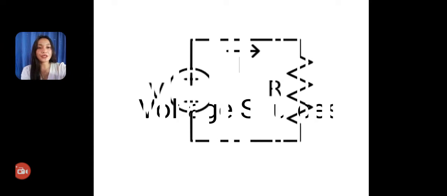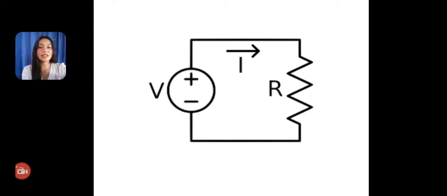Voltage source. A voltage source is an example of an active component in a circuit. When current leaves from the positive terminal of the voltage source, energy is being supplied to the circuit.